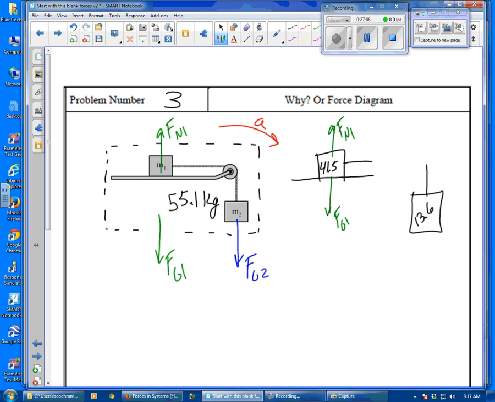Now, it looks very similar to last time, except for the fact that we have it a little less complicated. FG2. So those are the correct force diagrams you need for this problem. Any questions on any of those before we run along?